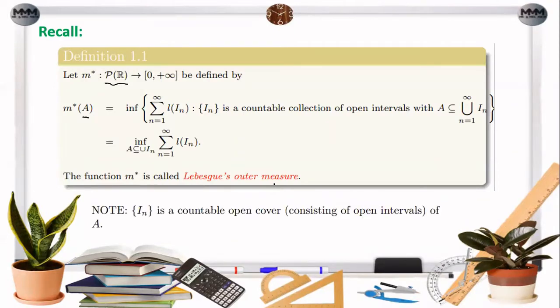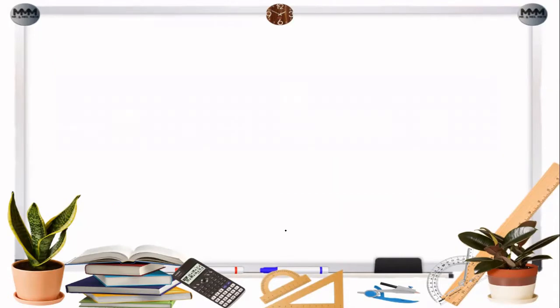Okay, we note here that the class I sub n is a countable open cover of A consisting of open intervals. I discussed already in my previous video what an open cover means. Now let's consider here an illustration of the mapping of the function m star. This is the function m star that is defined on this.